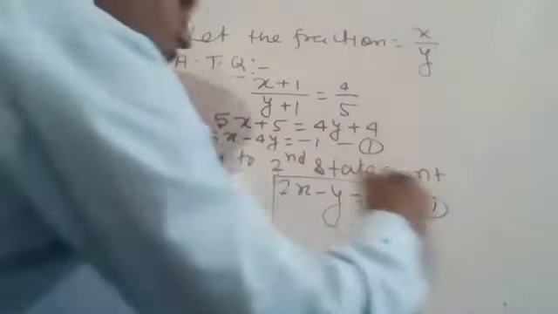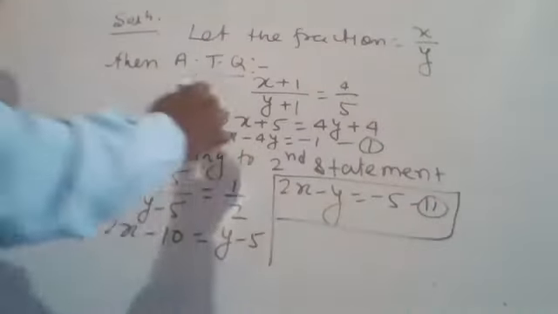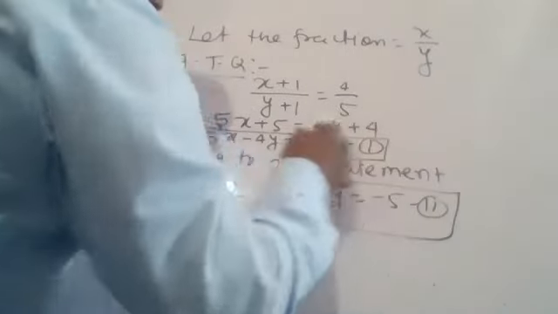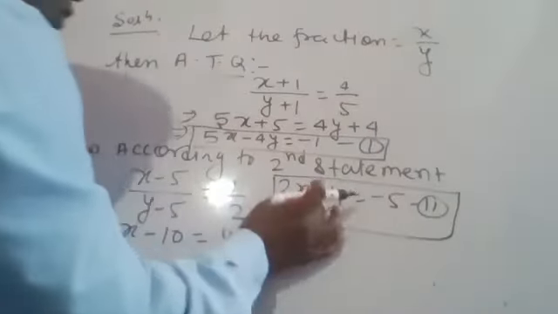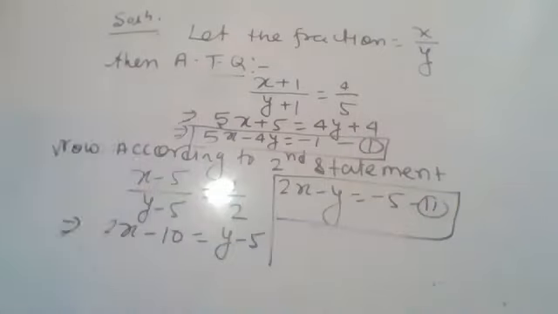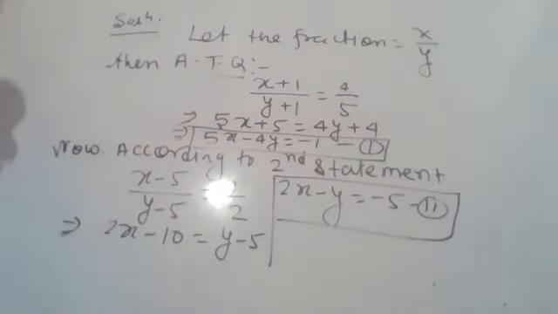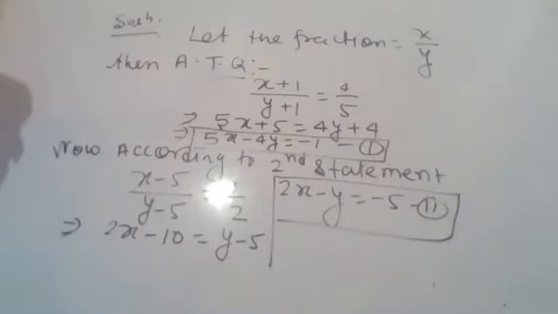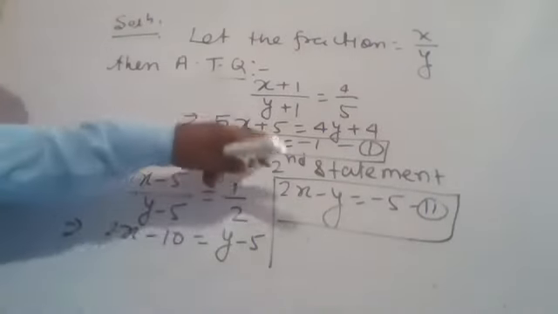So by this we get the first equation, 5x minus 4y equals minus 1, and the second equation, 2x minus y equals minus 5, according to the given question. Okay, everyone, just write it down in your copy, students. Now we have to solve equation number 1 with equation number 2 by using any one method, either substitution or elimination or cross multiplication. But I am just going to use the elimination method, and going to eliminate y.